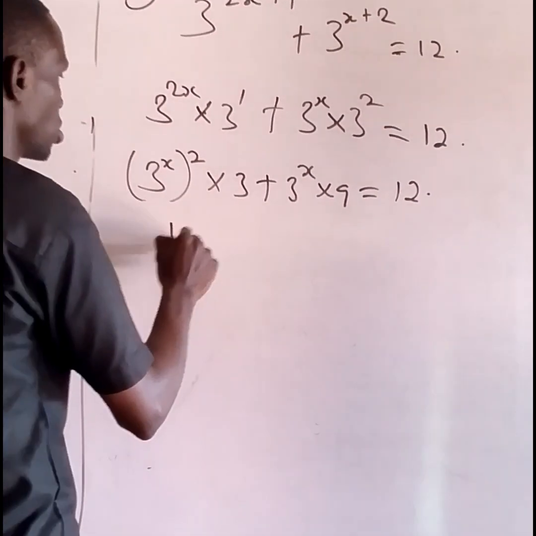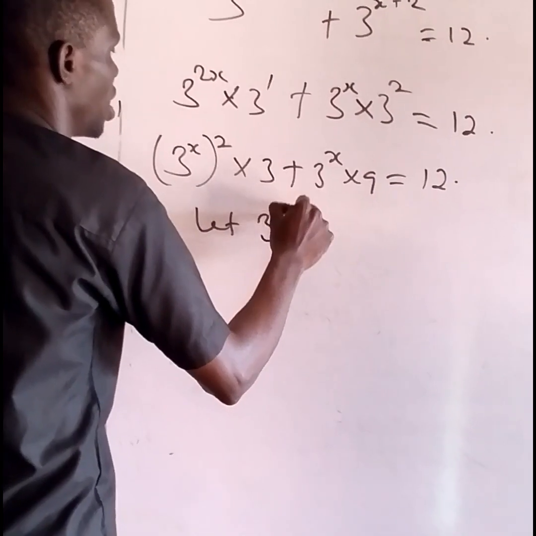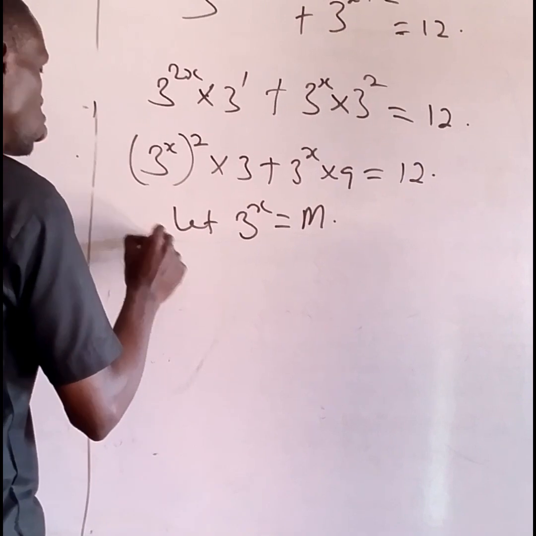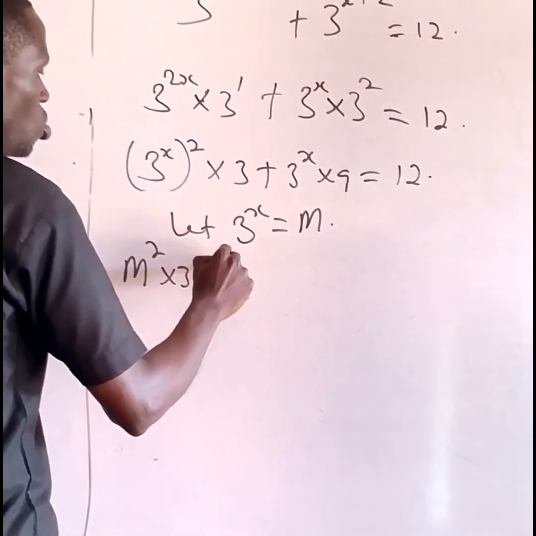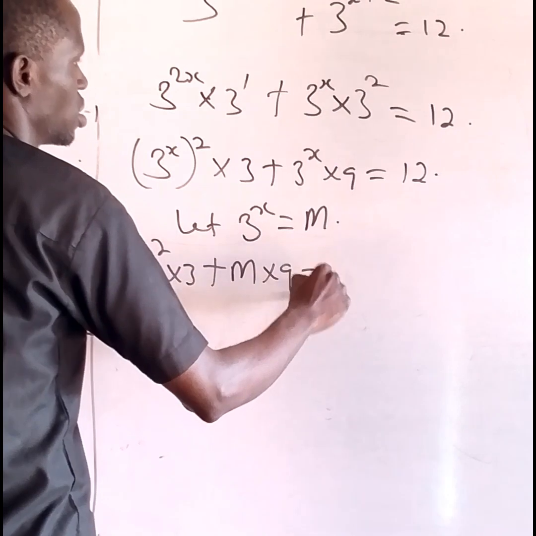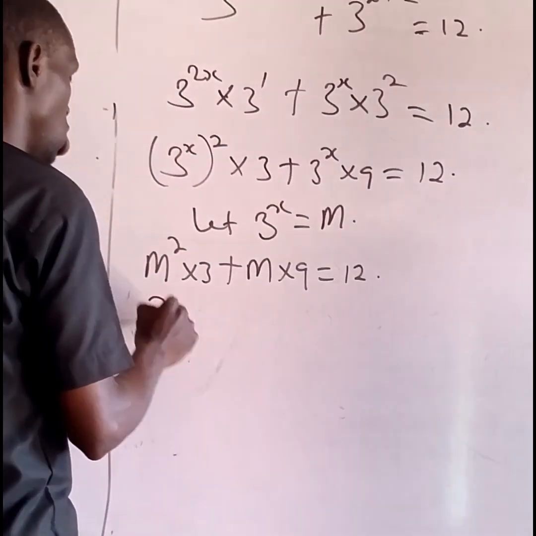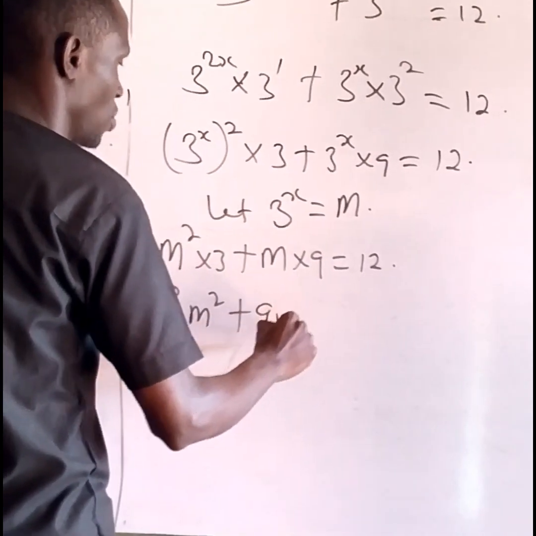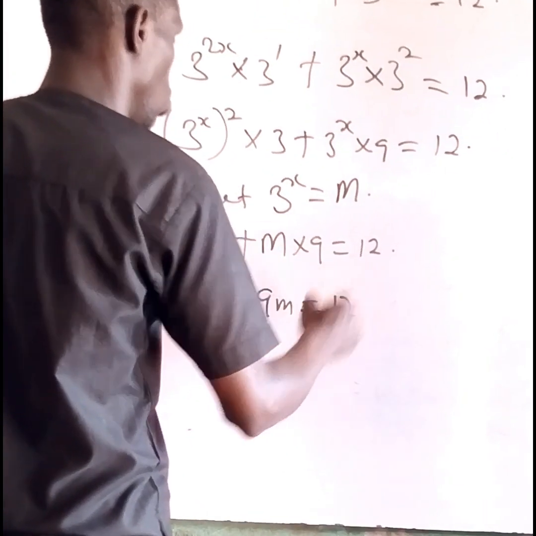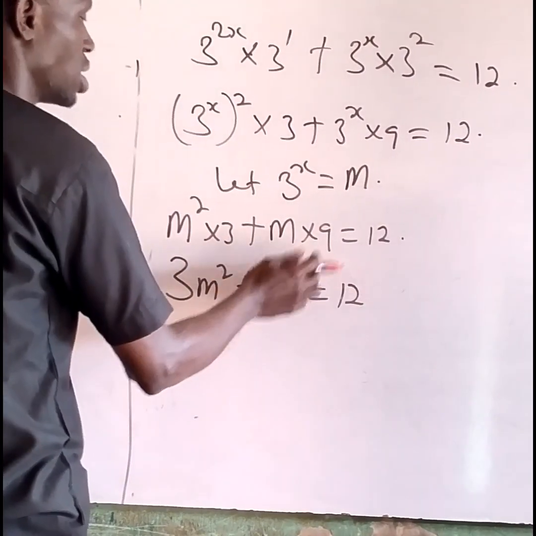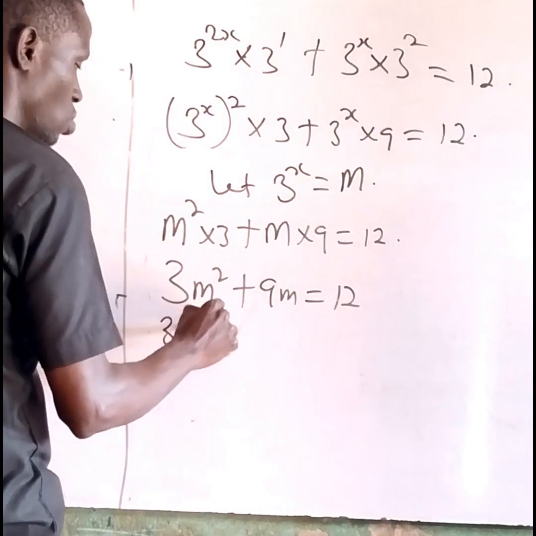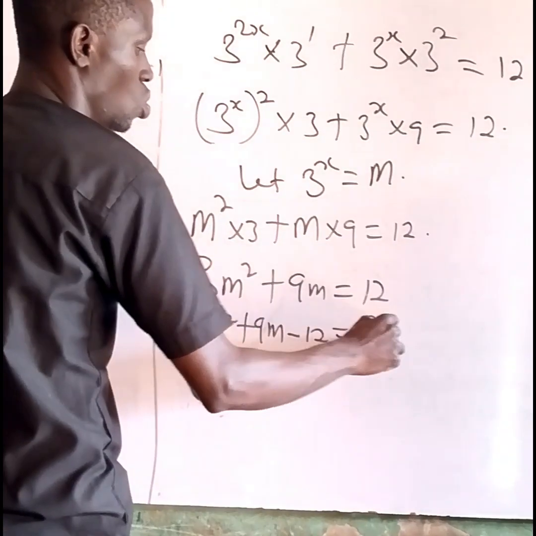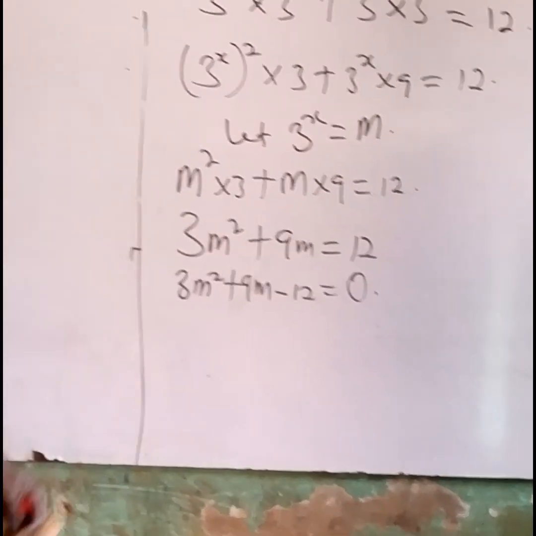So let's quickly say let 3 raised to power x equal to n. So this becomes n squared times 3 plus n times 9 equals 12. This is 3n squared plus 9n equal to 12. Now bringing this constant inside, that will be 3n squared plus 9n minus 12 equal to 0. And this is the quadratic equation.